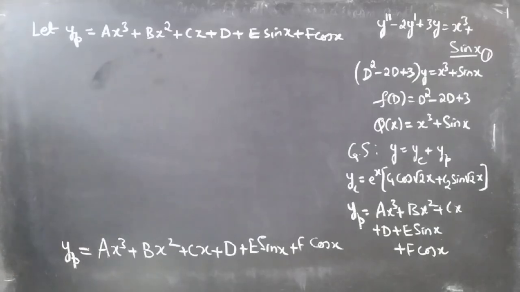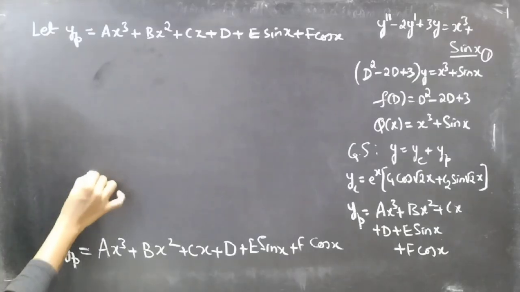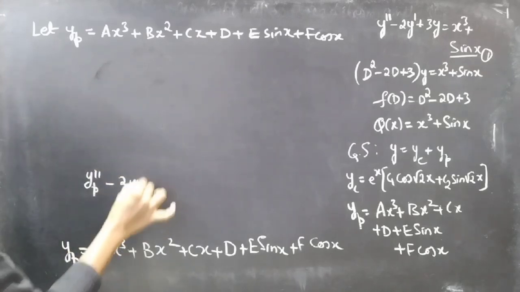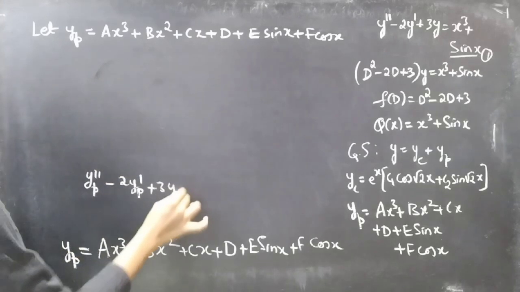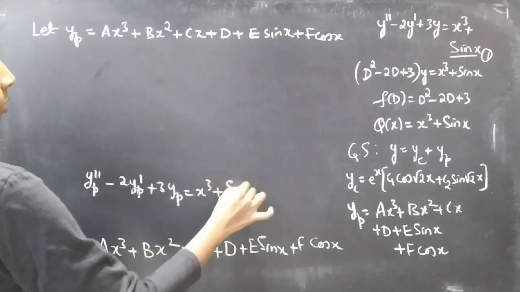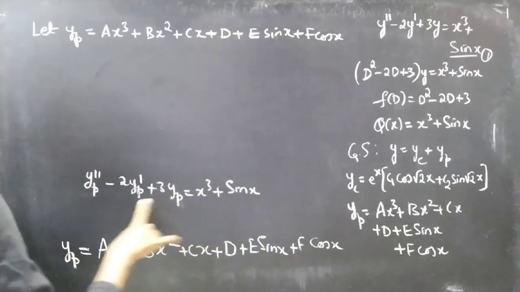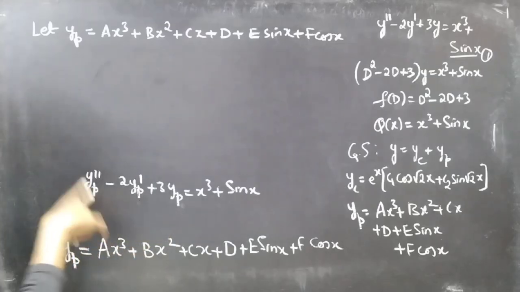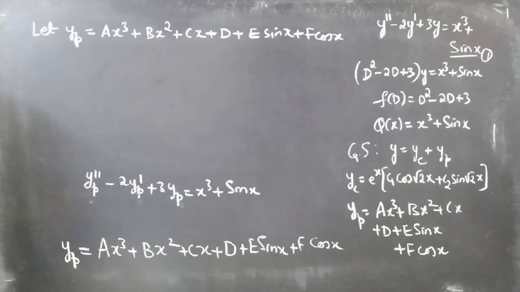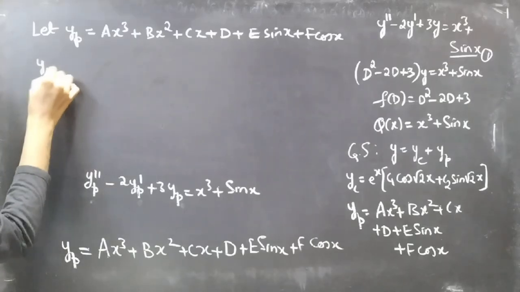Okay, so we can write the given equation in terms of yp. We'll get yp double dash minus 2yp dash plus 3yp equal to x cube plus sin x. It involves yp, yp dash and yp double dash, so we need to find yp dash and yp double dash with the help of this yp. So let's find yp dash and yp double dash.